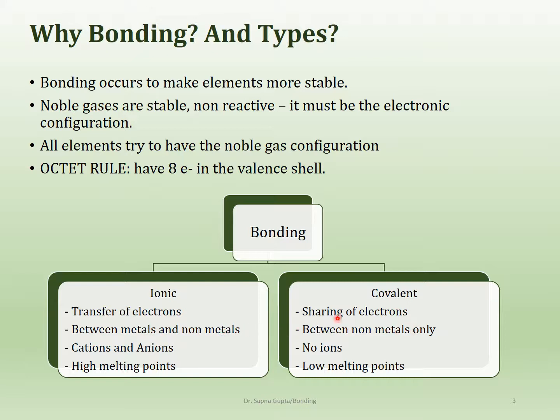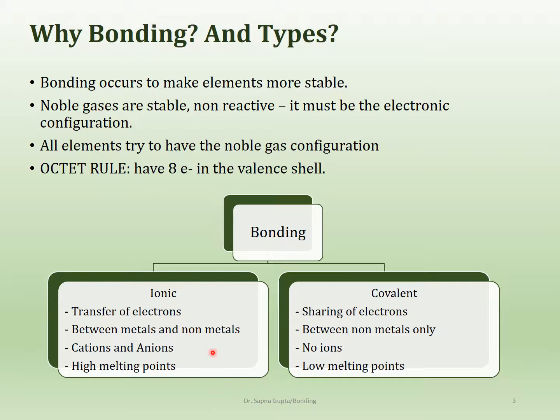And in covalent bonding, it's between non-metals only, which means only the right-hand side of the periodic table is involved. In case of ionic bonding, you will find cations and anions: cations coming from metals that have given electrons away, and anions coming from non-metals that have actually accepted electrons. In case of covalent bonding, you will not find any ions because there has not been any give or take of electrons, it's only sharing of electrons. So there are no ions here.